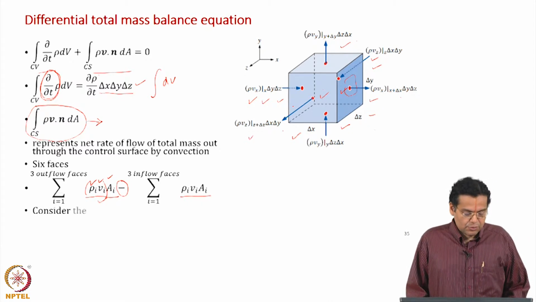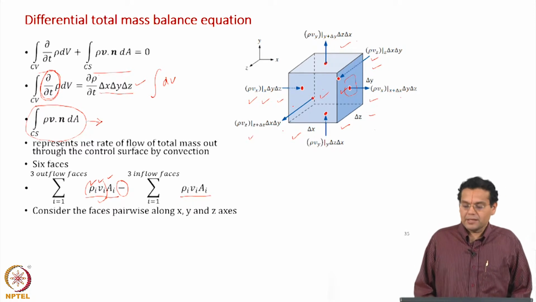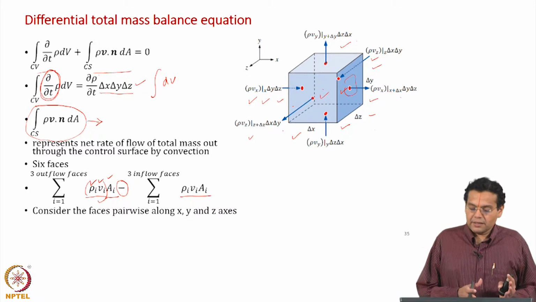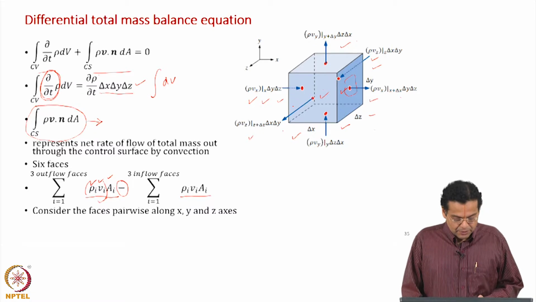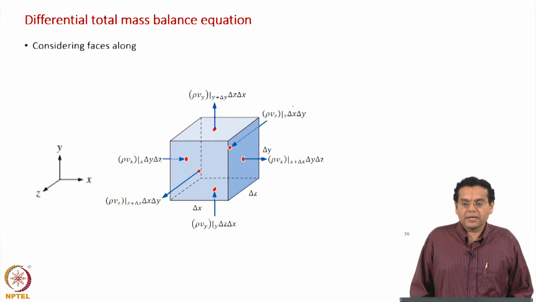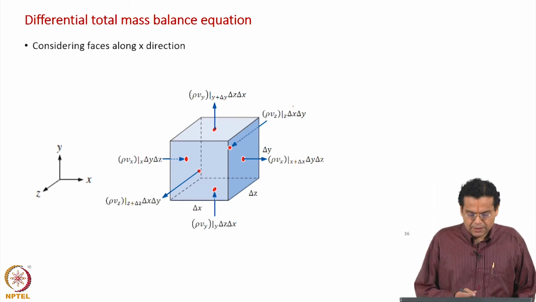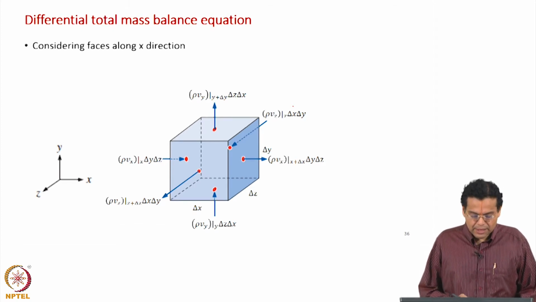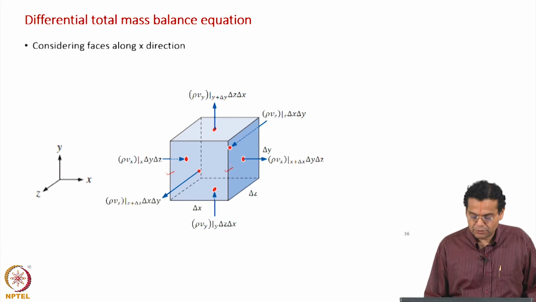Now, let us consider the phases pairwise. We will first take the inlet and outlet phase along the x axis, then consider the y axis and z axis. Okay, let us do that. So, considering phases along the x direction, before proceeding, let us look at the coordinates here. On the left hand side we are considering phases along the x axis. So, this is the inlet phase and this is the outlet phase.